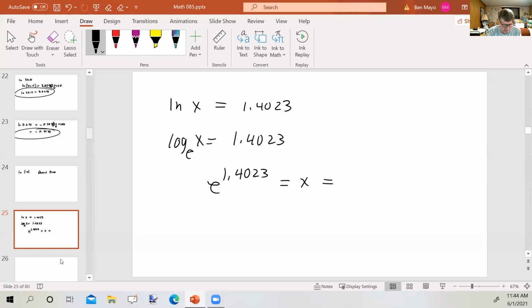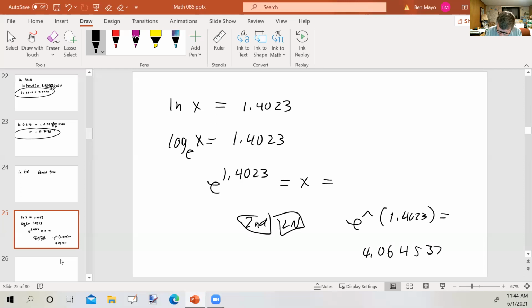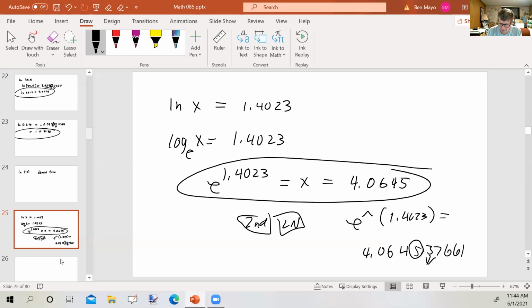So now in my calculator, I want to access that e to the x button. So second, ln, I push the second button and then the ln button, which gives me e to the parentheses. Then I put in 1.4023, close it up, and I get 4.0645376661. And again, we're going to 4 decimal places, where the 3 rounds down. So x is approximately 4.0645.